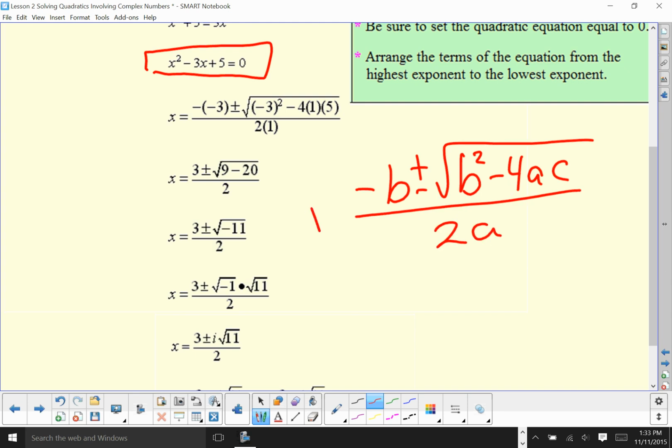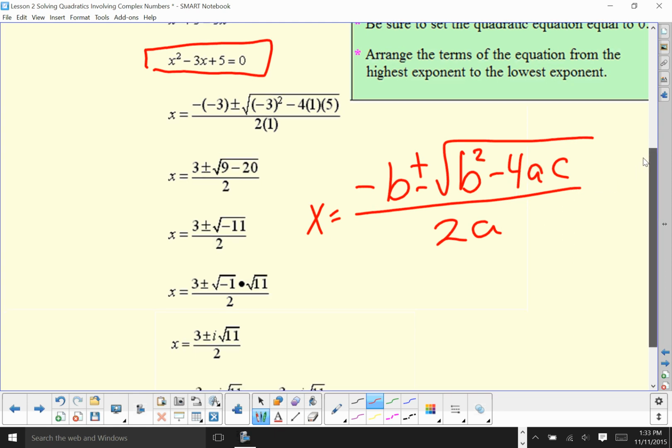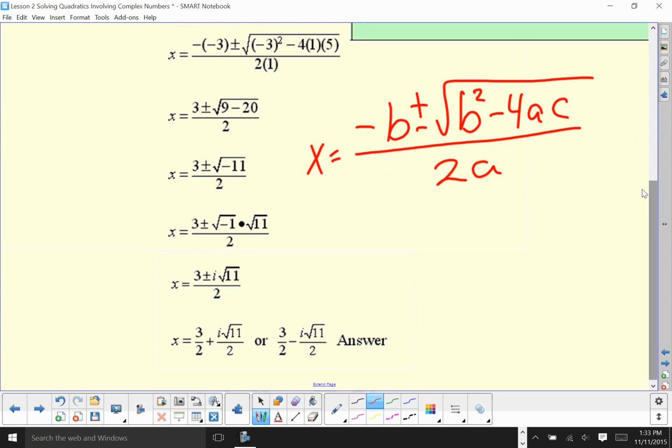Okay? When y is 0, x equals negative b plus or minus the square root of b squared minus 4ac all over 2a. When you put the numbers in here and solve it, you'll get 3 plus or minus i root 11 over 2. And you can break that up into this form. This is considered the a plus bi form. I will take the answer in either form.